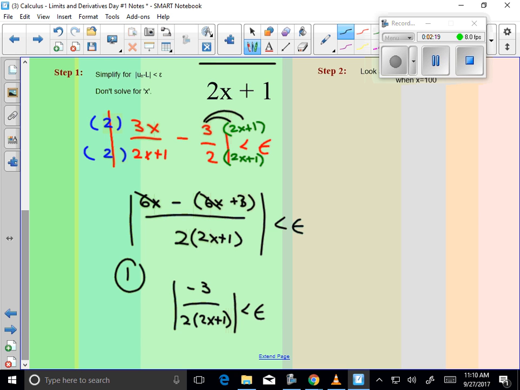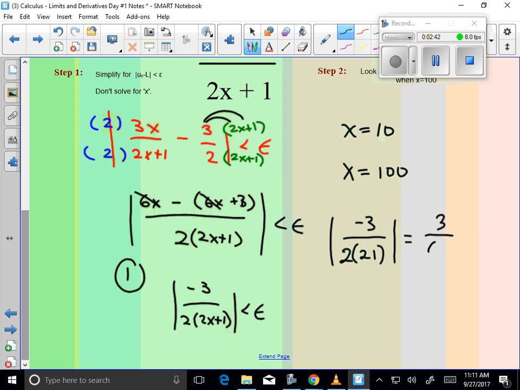So all I'm going to do is take two values. I typically like to use 10 and 100, and plug them in. So for x equals 10, we get negative 3 over 2 times 21, which is equal to 3 over 63. Does that look good? No. Try it again, 3 over 42.